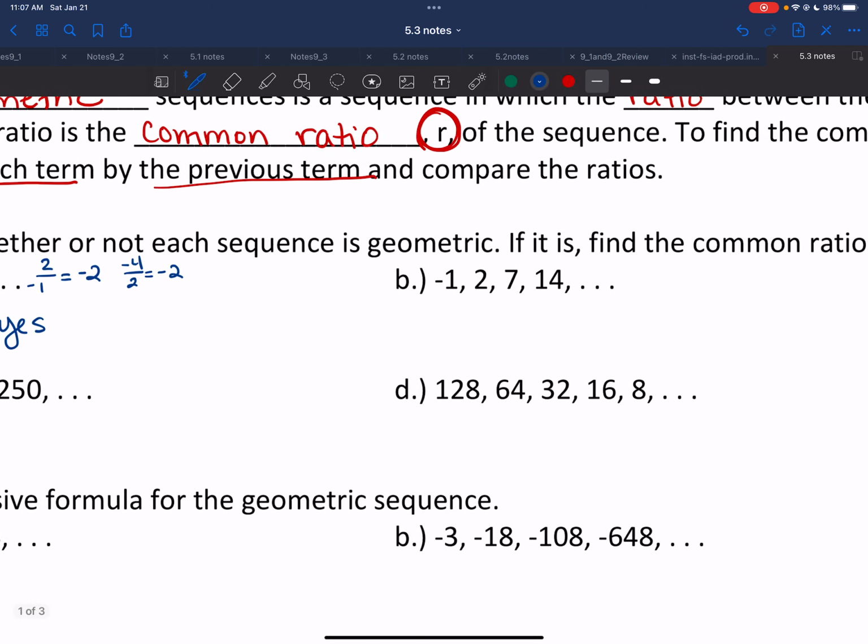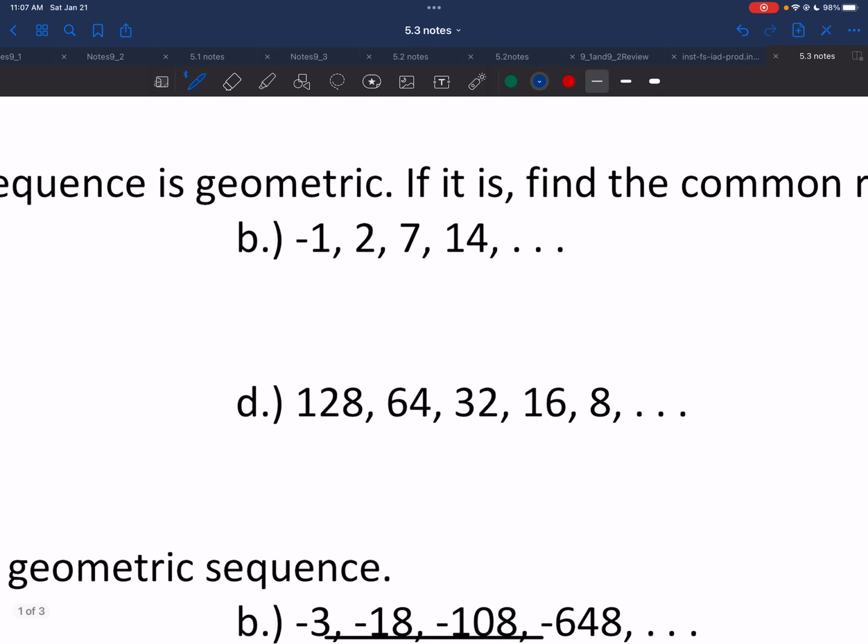Let's take a look at B. With this one, I'm going to do 2 divided by negative 1. That gives me negative 2. 7 divided by negative 2 gives me 3.5. So automatically, before I go any farther, I know it's not a geometric sequence. There are not equal ratios between each term, so there's no way I could have a common ratio.